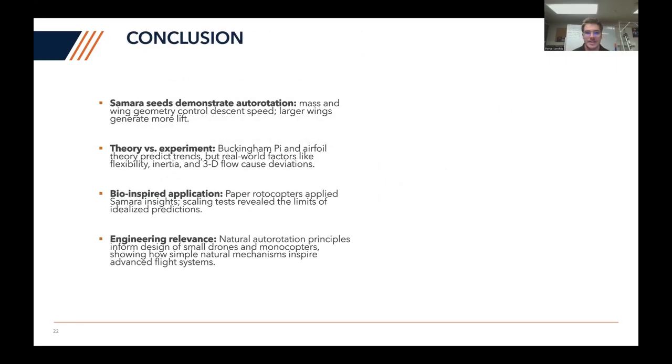To conclude this project, the Samara seed was a great demonstration of autorotation. Mass and wing geometry controlled descent speed, and larger wings generate more lift. We were able to apply our knowledge of the Buckingham pi theorem and airfoil theory to compare it to our experiment. We showed that real-world factors like flexibility, inertia, and 3D flow cause the deviations that the Buckingham pi theorem and airfoil theory cannot accurately predict. We then added it to a bio-inspired application with paper rotocopters applied to Samara insights. Scaling tests revealed the limits of idealized prediction.